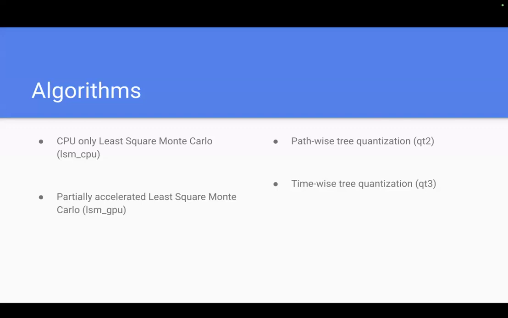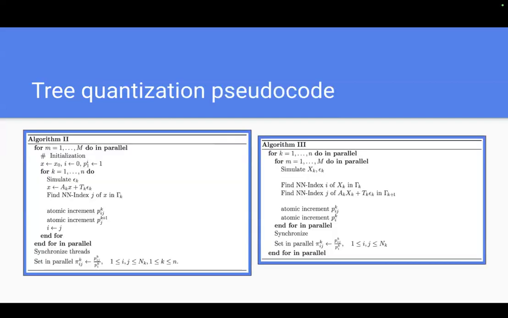Then there were two quantization, tree quantization algorithms I approached. One was pathwise and the other was timewise. We'll see some pseudocode later. So those were the four big approaches that I went for.